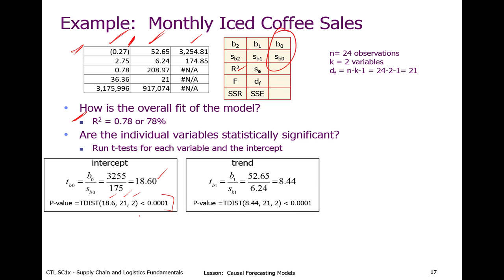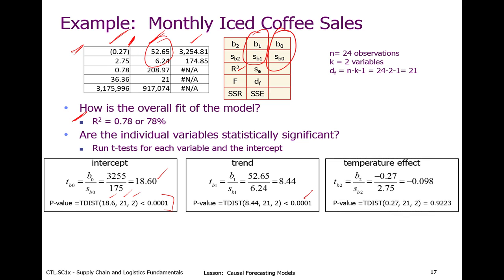I do the same thing for the trend, using these values, and I get another t-stat. The p-value is going to be very low. And then I do it for the temperature effect, doing the same thing. Now the only difference is that I actually only want to put the absolute value in here. If you put a negative value into the tdist function, it'll give you an error. So make sure you put in the absolute value.